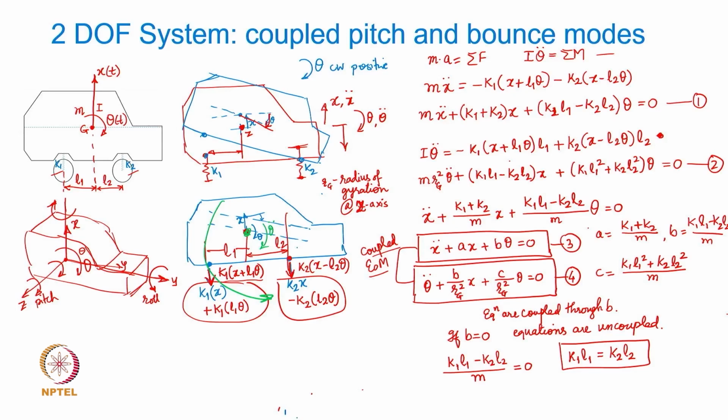Now when we say they are uncoupled mathematically, what does it reflect into physical motion? So how do these equations turn out when B is equal to 0? It is just going to be x double dot plus ax equal to 0 and theta double dot plus c by rg square theta equal to 0. Aren't they just single degree of freedom systems? They are actually ordinary differential equations in x and theta separately.